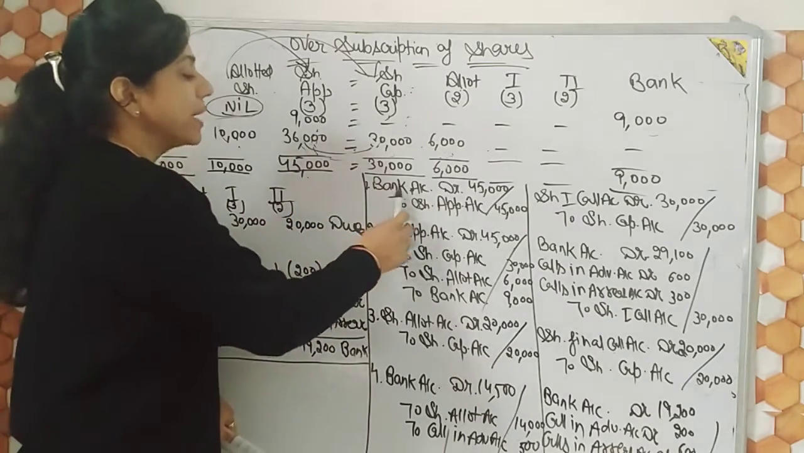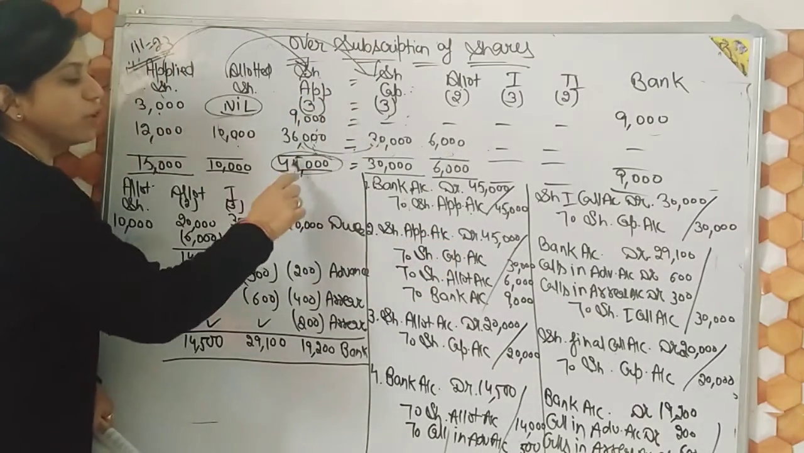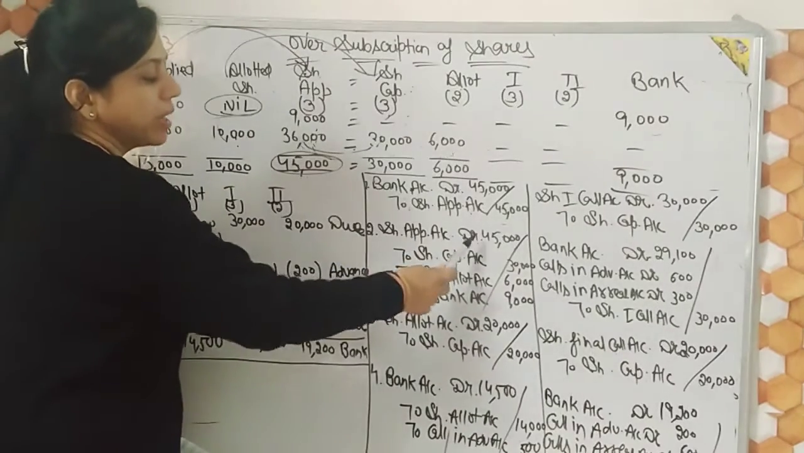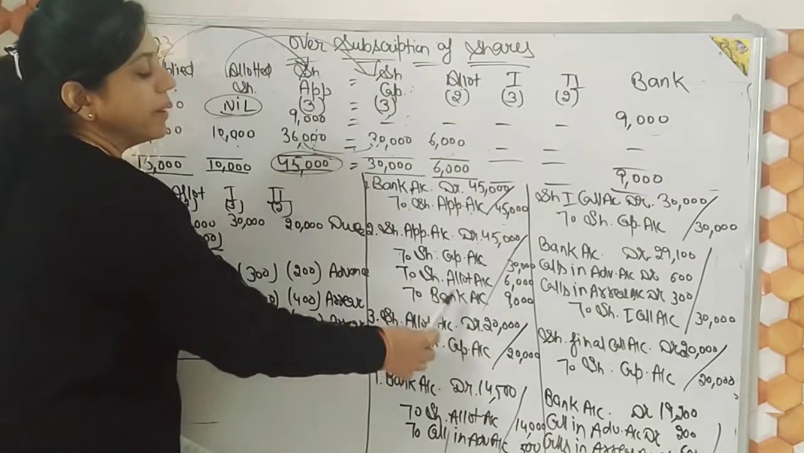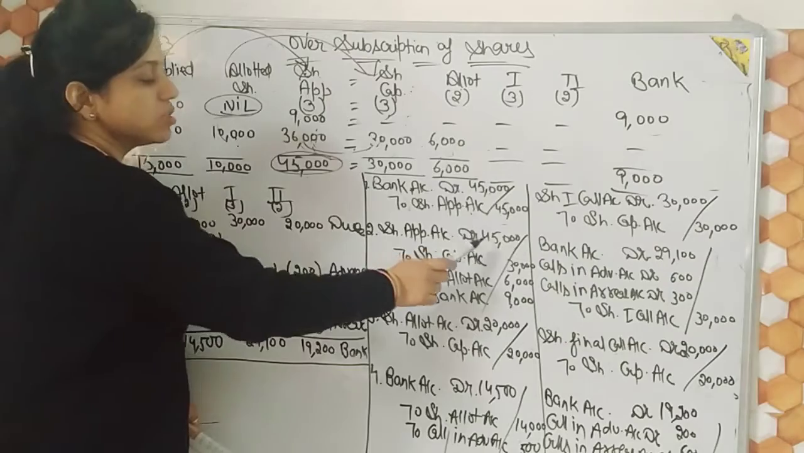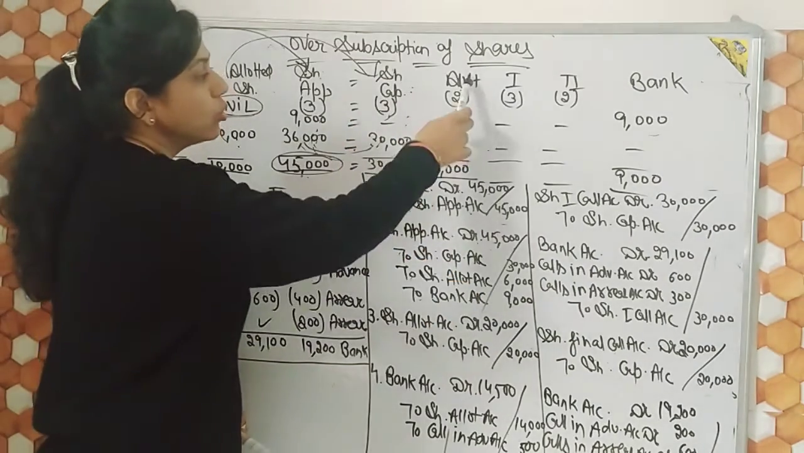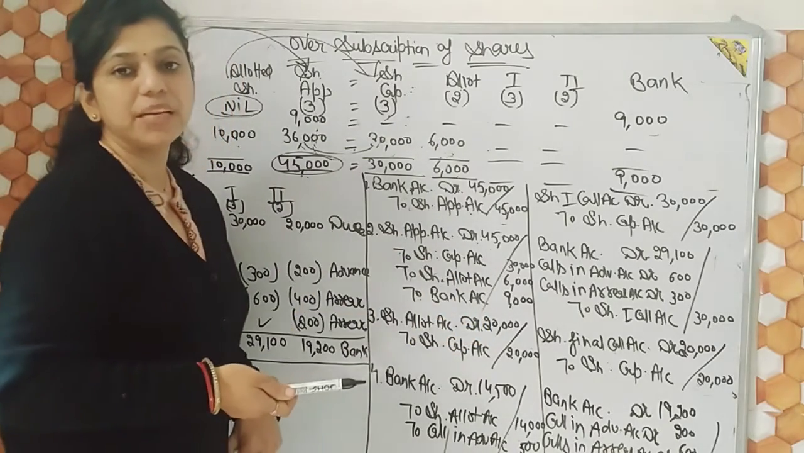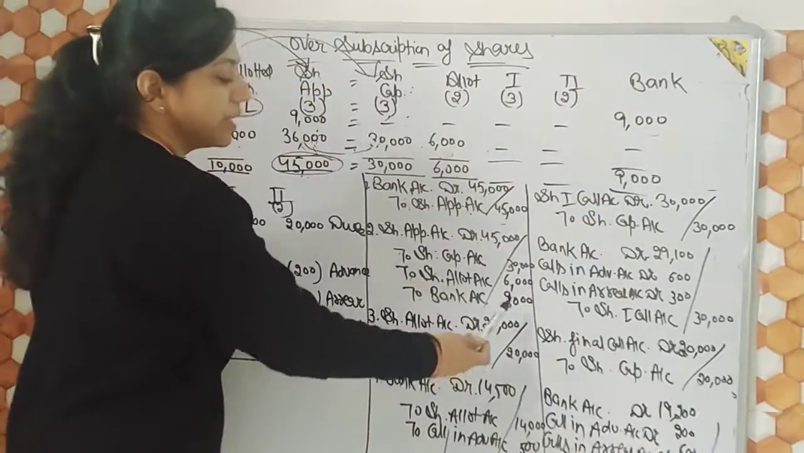First is bank account debit to share application, under the column of application 45,000. And then share application account debit to share capital account, to share allotment account, to bank account. How will we post the amounts? Total of share application is 45,000. Total of share capital is 30,000. Total of share allotment is 6,000. That is the excess money on application transferred to allotment. And under the column of bank we have 9,000.